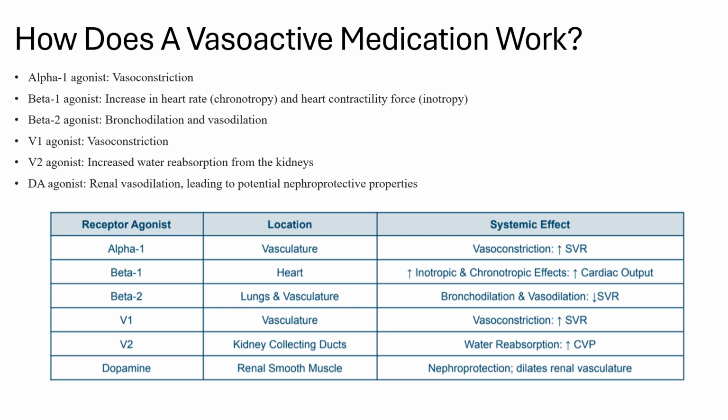And then your V1 and V2 are going to affect your vasculature and your kidneys, and again help with SVR and vasoconstriction. It's going to be a kidney protectant. So this is just a quick little rundown of the receptor agonists and how they work, where they work, and we'll touch on this as we look at the specific meds coming up next.